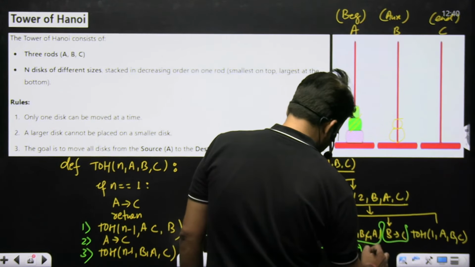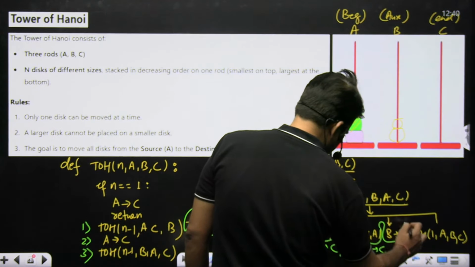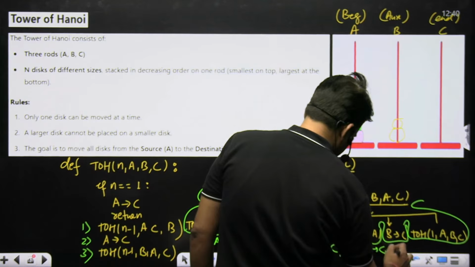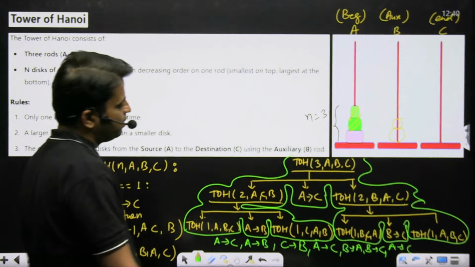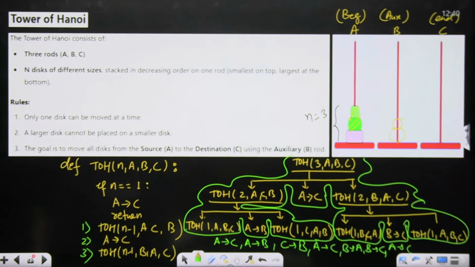After this, the next move is B to C, and after this the next move is, sir, what? A to C. So in this way you can do the Tower of Hanoi problem. Okay?